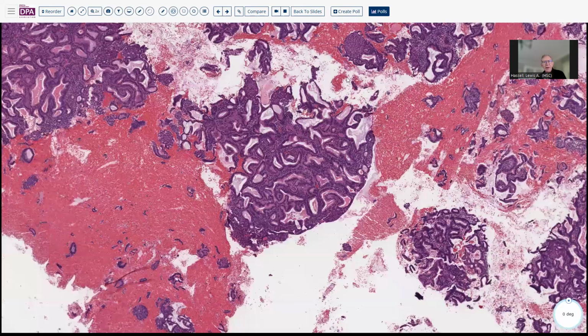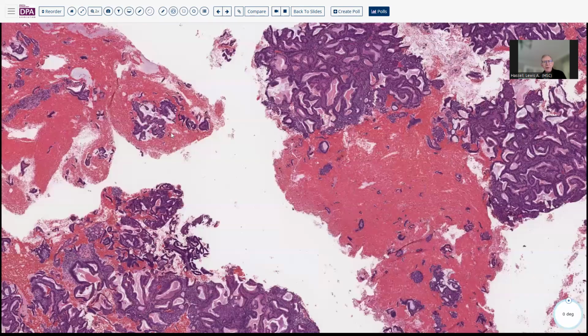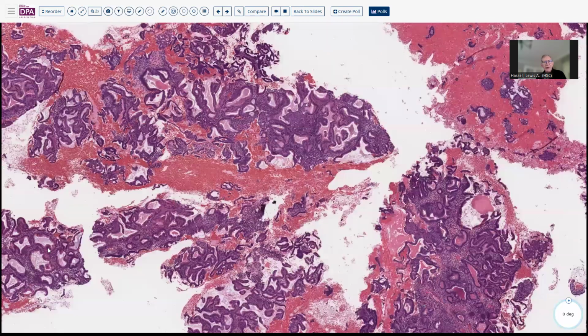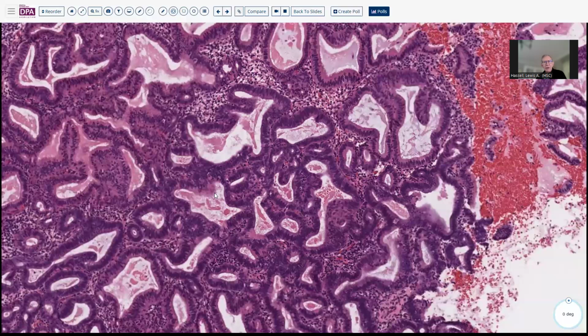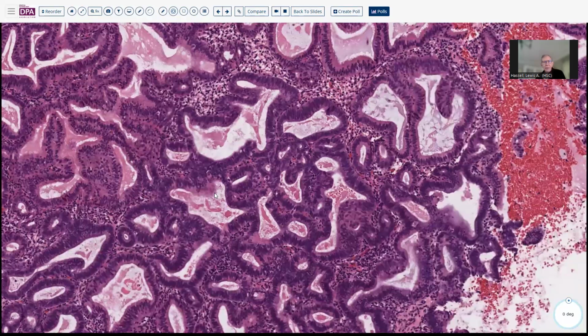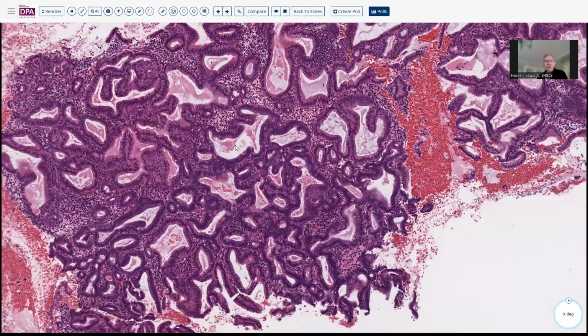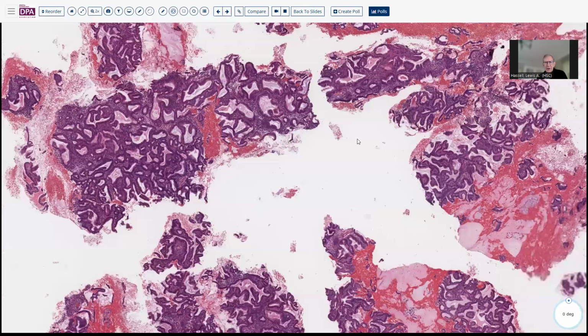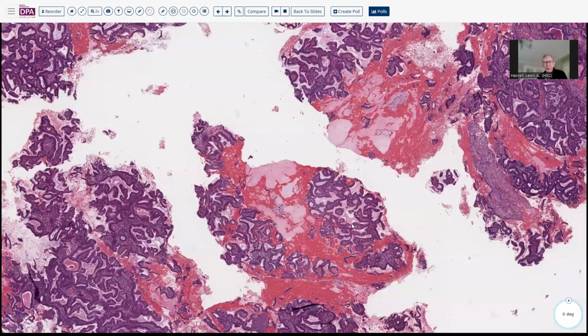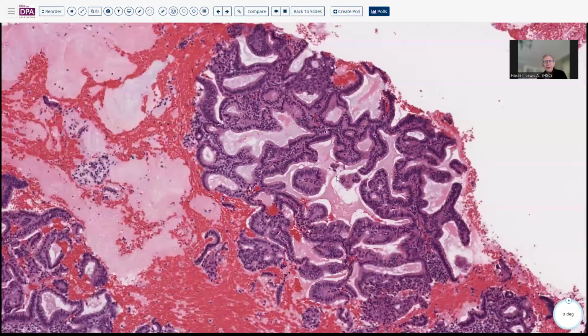The difficulty with a case like this would be making sure that you did not have a definitely identifiable endometrial carcinoma. And as we begin to talk about the criteria for that differentiation, there are a couple of things that come to mind. One is any degree of solid growth should make you be more concerned about endometrial carcinoma.